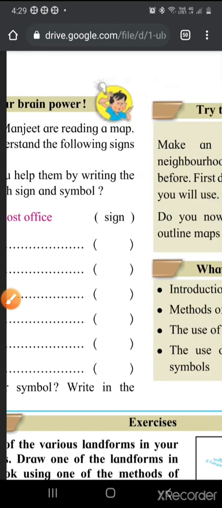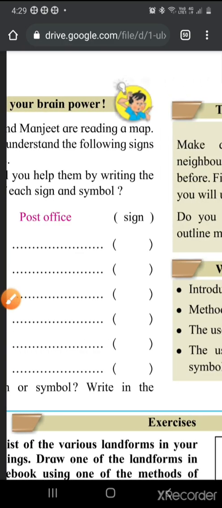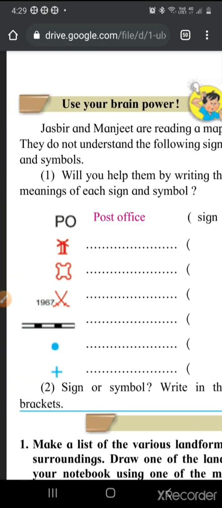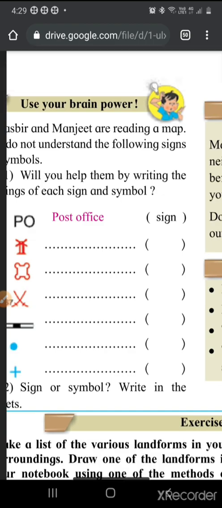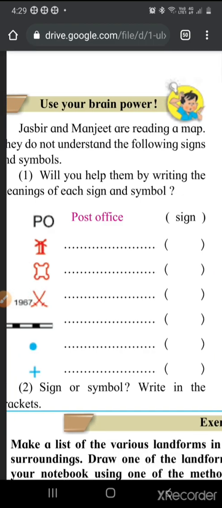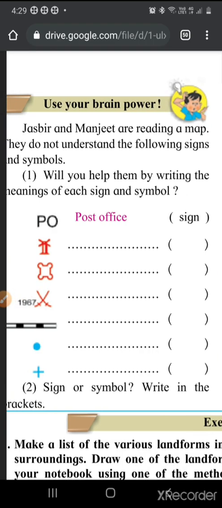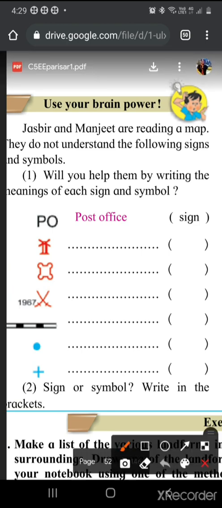Signs or symbols in the brackets. And the signs and symbols you have to write in this bracket. Whether it is sign or symbol. This is first one, post office is a sign. And what is a symbol? This is the symbol. This is a symbol. This is also a symbol. These are all symbols. Okay.